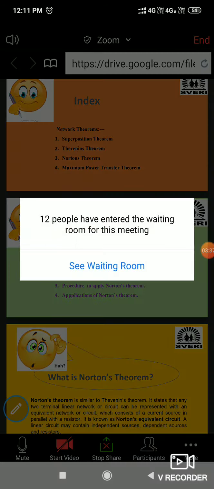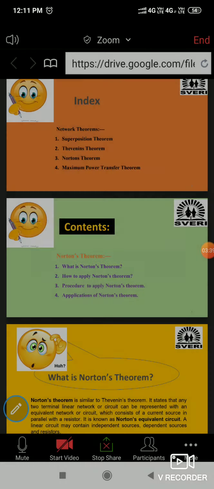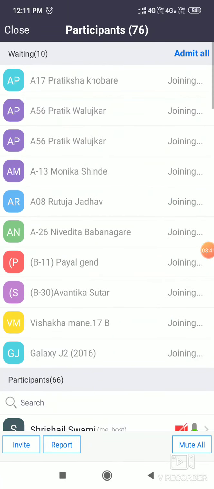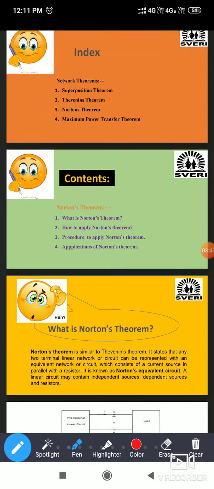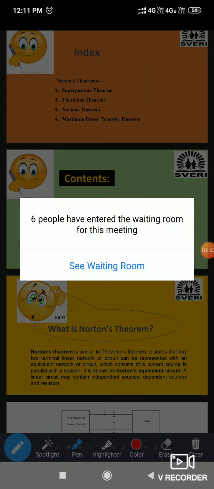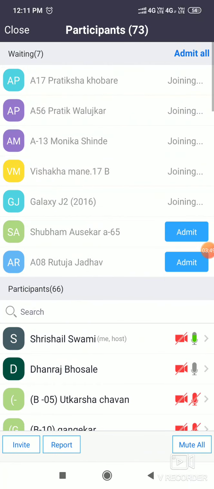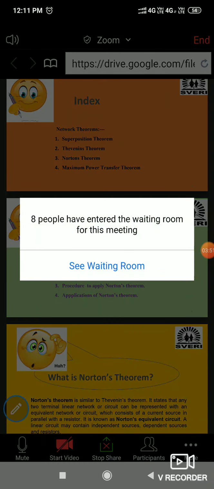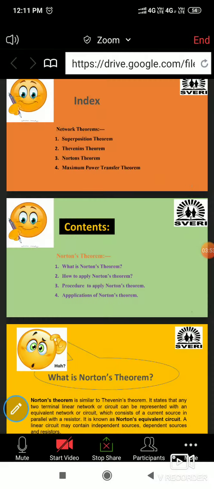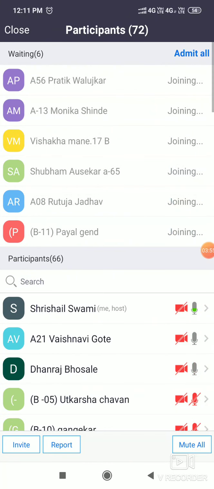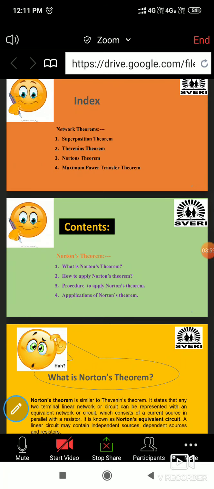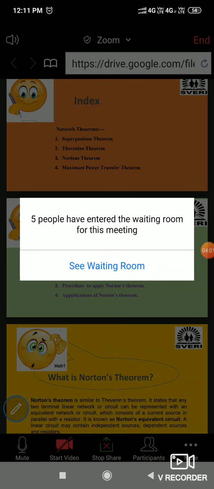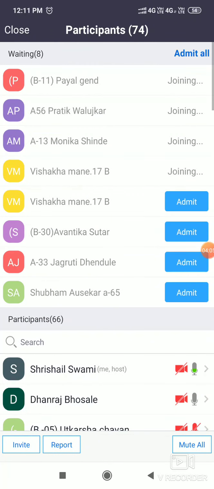Next, what contents we are going to learn today will be similar to Thevenin's theorem. We will start with the theorem statement, how to apply Norton's theorem, what procedure or steps we have to follow while applying it, and finally what the applications of Norton's theorem are. Okay, so we'll start now.